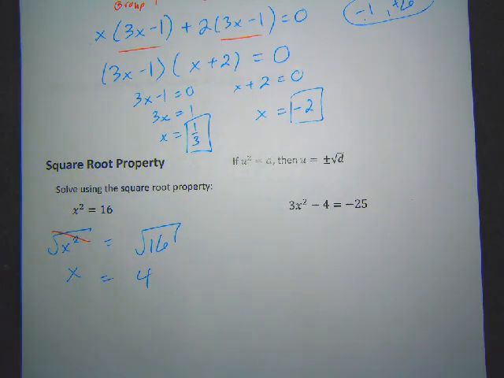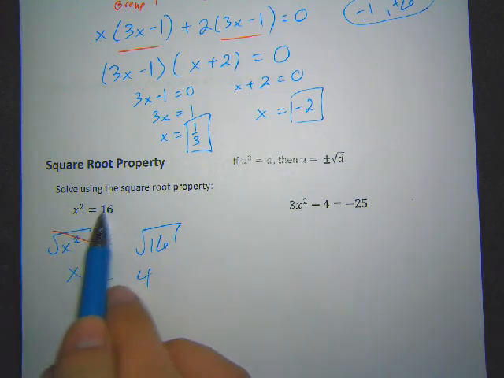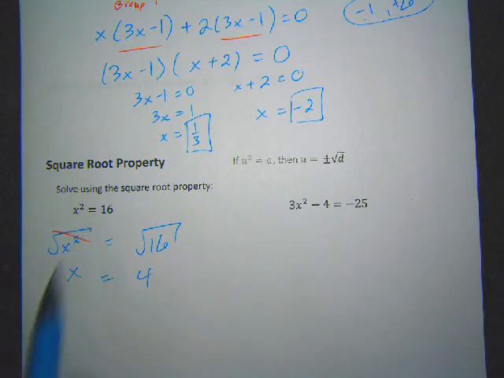But we didn't get all the answers. If you're paying attention, you'll notice that we only got one answer, and this actually has two answers. Because not only does 4 squared give you 16, but so does negative 4, right? Because negative 4 times negative 4, a double negative makes a positive.